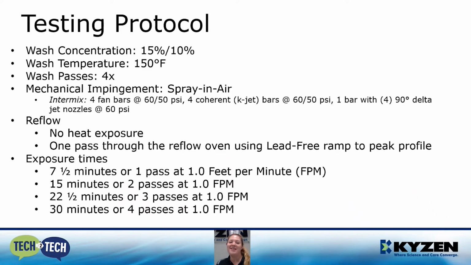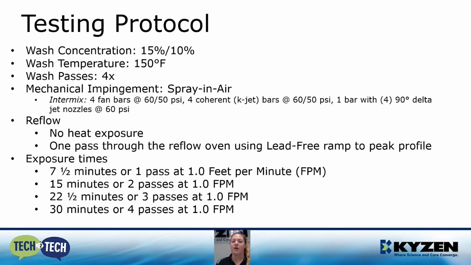So taking a look at our testing protocol, starting out with wash concentration. Typically, we run anywhere from 4 to 5 different products in our label compatibility. Our normal products, cleaning, no cleans, and rosin-based fluxes, we're normally at 15%. For any water soluble, we run those at 10%. This is a little bit on the higher end, hoping to see how those harsher conditions affect the label.